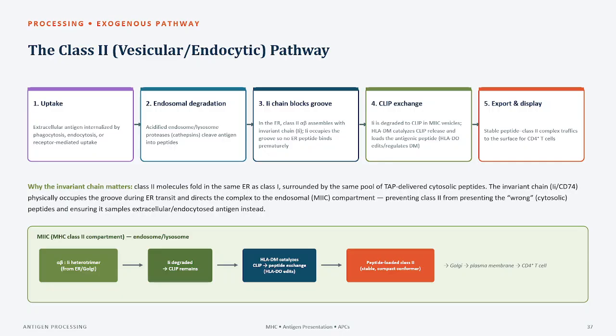So the question is, why does the invariant chain matter? So class 2 molecules fold in the same endoplasmic reticulum as the class 1, surrounded by the pool of TAP delivered cytosolic peptides. So this invariant chain physically occupies the groove during the ER transit and directs the complex to the endosomal compartment, preventing the class 2 from presenting the wrong cytosolic peptides and ensuring it samples extracellular endocytosed antigen instead.